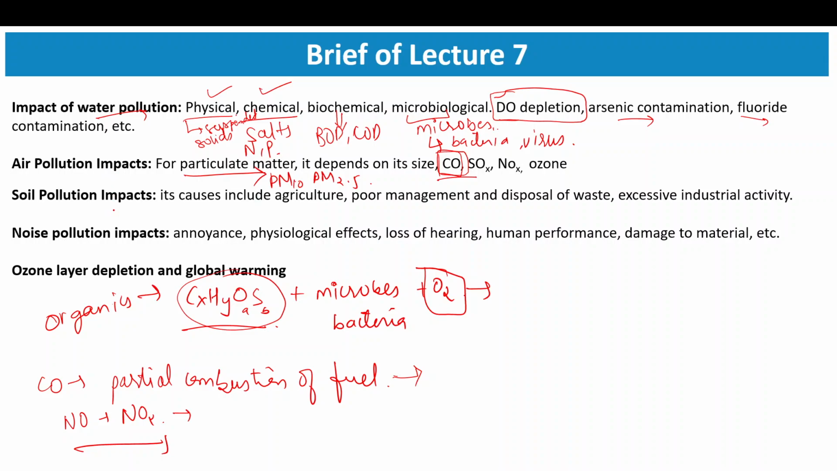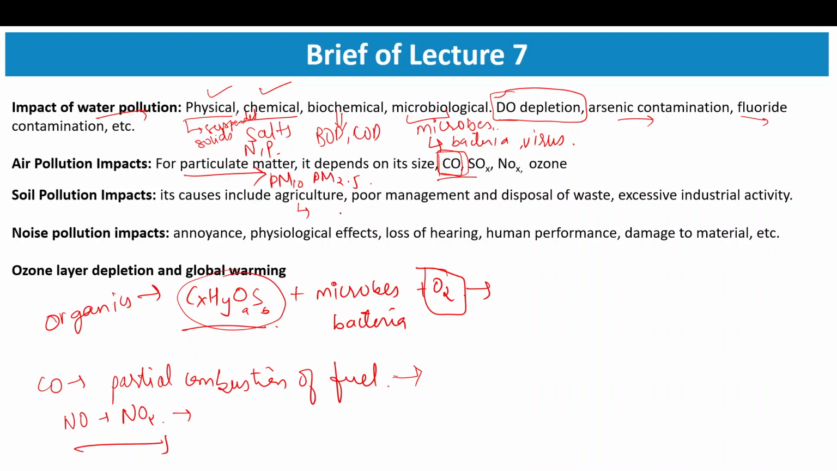Now soil pollution impacts. As I mentioned, it can be due to poor management and disposal of waste. There can be waste from agriculture in the form of agricultural waste, crops, if it is disposed of as it is, and there can be excessive industrial activity. All sorts of solid waste will result in soil pollution.